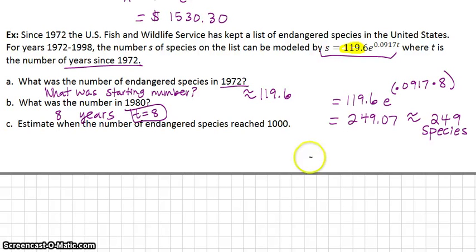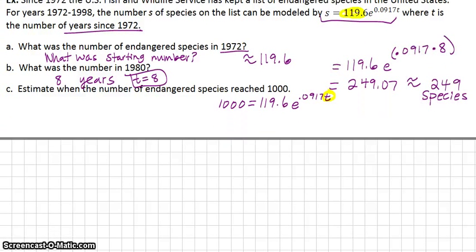All right, part C, estimate when the number of endangered species reached 1,000. Okay, so this is like what we did. We've hopefully done a few of these by now. This time they gave me the ending amount. So I'm going to take my ending amount, the S in my formula, and this time T is the missing variable. And in order to do this, at this point we don't know how to solve this yet, so we're going to do some guessing and checking.